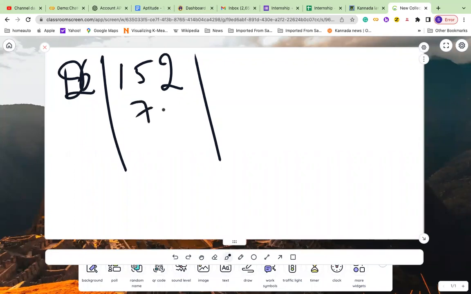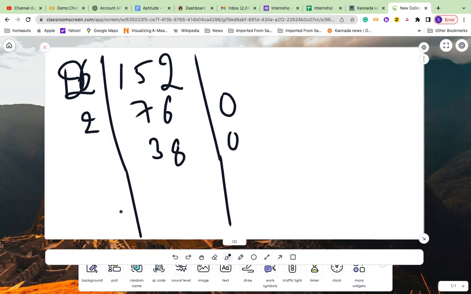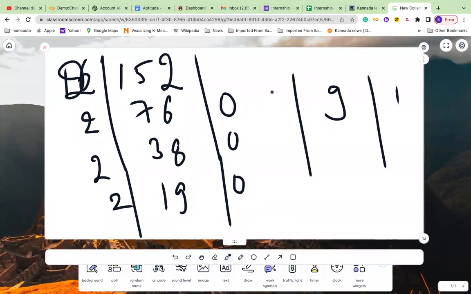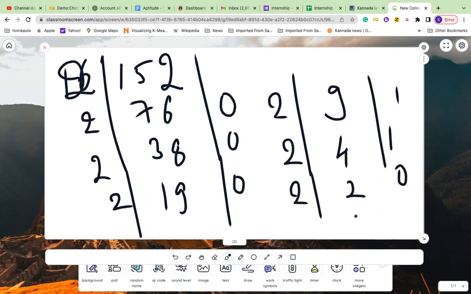This is 77, this is 76. So remainder is 0. Then 2, 38. 0. So 2, 19. 0. Then again 2, 9 and 1. Then again 2, 4 and 1. Then again 2, 2 and 0. 0. So again 2, 1. 0. 0.